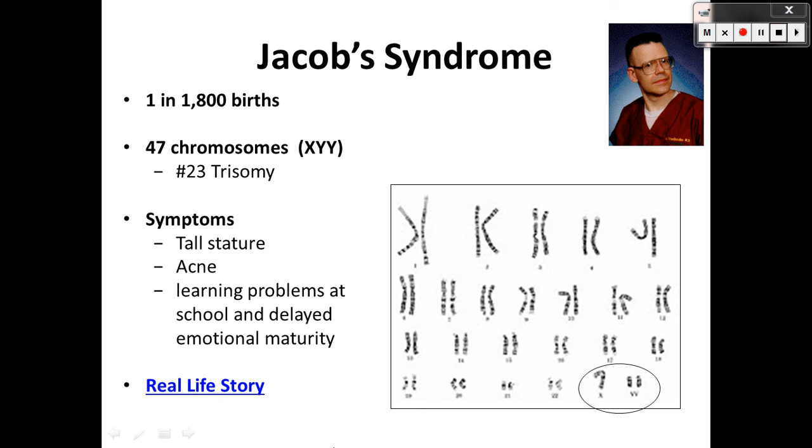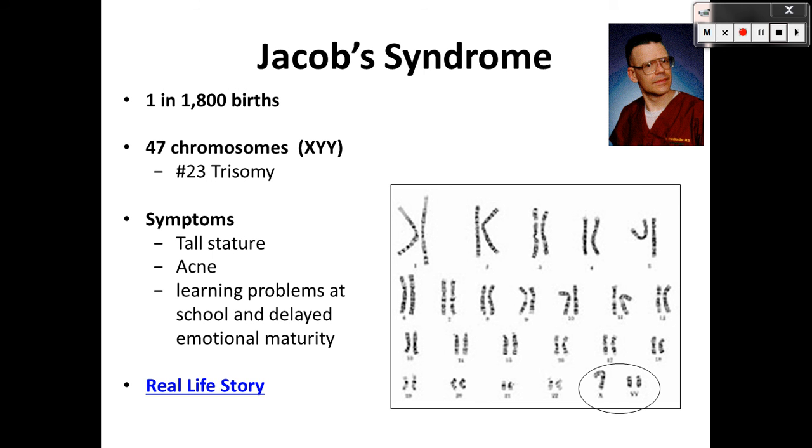All right. Now, the next one is very similar to Klinefelter when we look at its chromosomes, but please don't be mistaken. Remember, Klinefelter is trisomy XXY, but Jacob's syndrome is trisomy XYY. So instead of having an extra X as we saw in Klinefelter, we're having an extra Y. And this happens in about 1 in 1800 births.